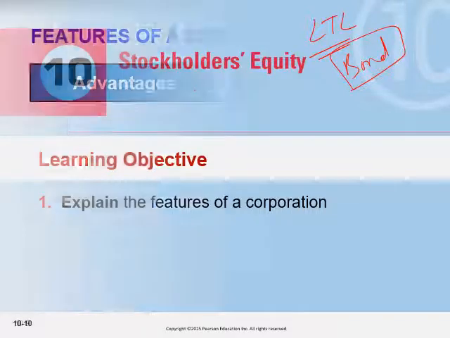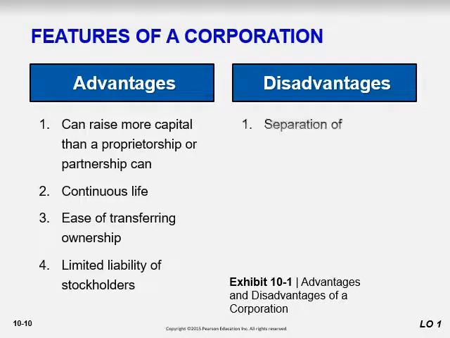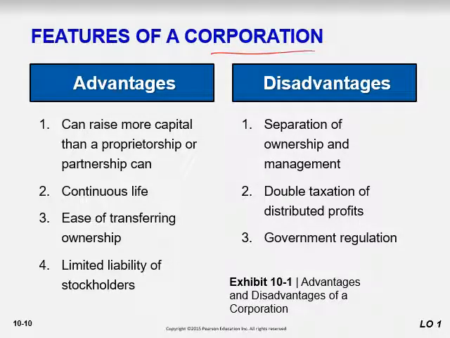So explain the features of a corporation. You already know this from your introduction to business. I'll just go through it quickly. The advantage of a corporation is that you can raise more capital because everybody can participate, because there are limitations on partnerships and also limitations on sole proprietorships. Plus the advantage is that the owners can die but the business doesn't die. Going concern, continuous life, right? And ease of transferring ownership. You can sell your share and the other person becomes the owner of part of the company. The shares can be sold.